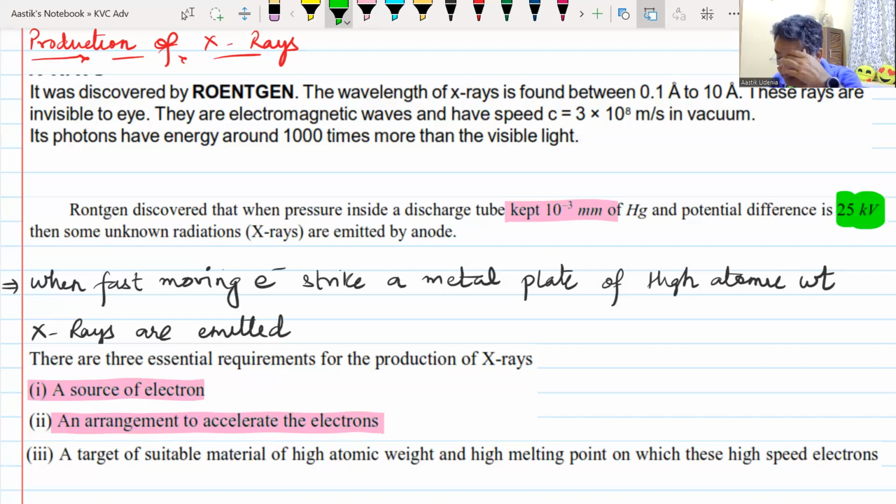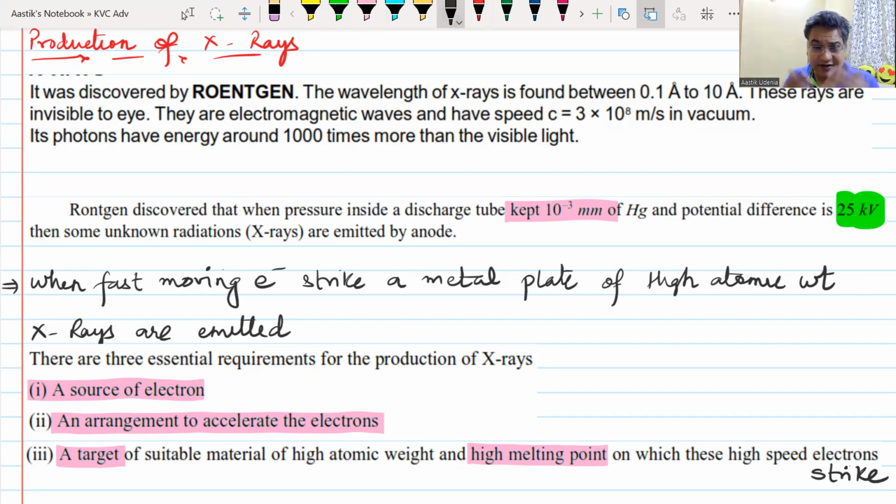So I need something to give me electrons. I need something to accelerate them. And then I need the third thing. What is the third thing? I need a target, a heavy metal, a heavy substance, high atomic weight when I say heavy, and also high melting point. Why high atomic weight and high melting point? We'll understand this. It is the target on which the fast moving electrons will strike.